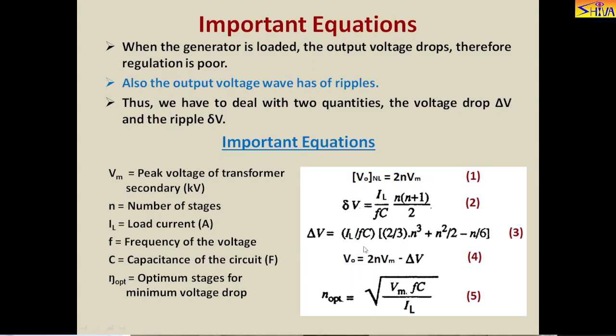Normally, the Cockcroft Walton voltage multiplier circuit has a transformer which generates output voltage with frequency equal to 150 Hz. So if it is 150 in place of 50, this will reduce by 3, this will also reduce by 3, and IL is the load current that depends on the testing object.